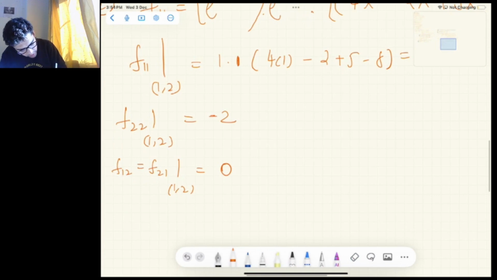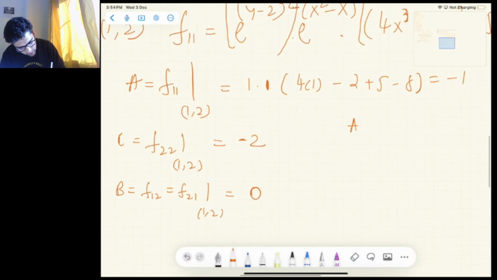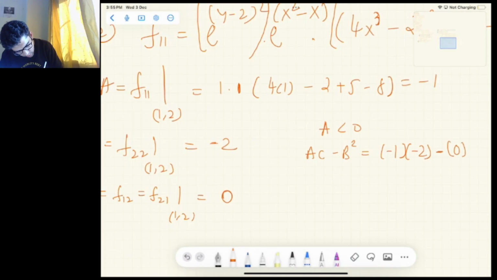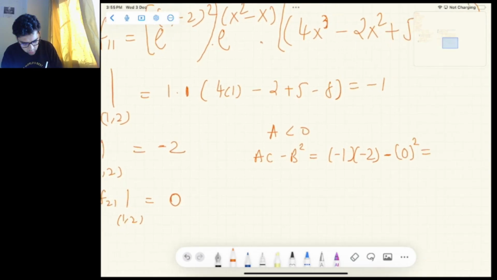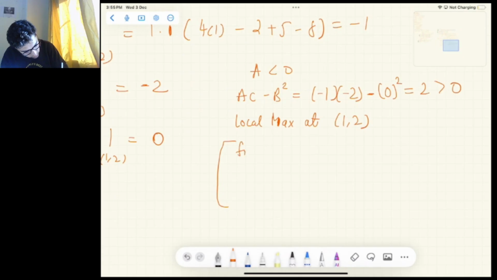So the conditions were, if this is my A, this is my C, and this is my B. If my A is less than 0, and my AC minus B square, which is minus 1 into minus 2, minus B square, is equal to 2, positive, then I get a local max at 1 comma 2.